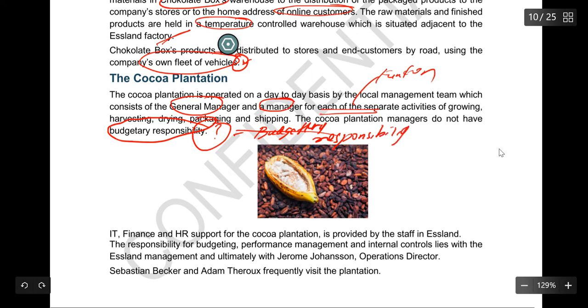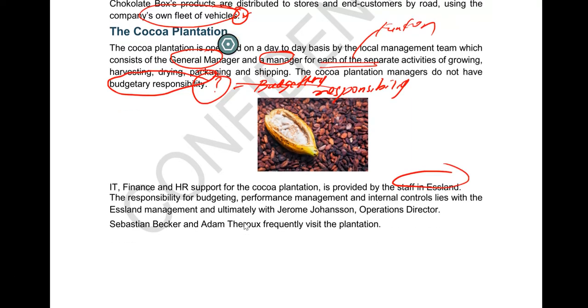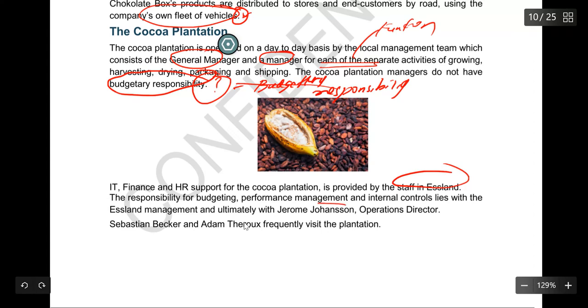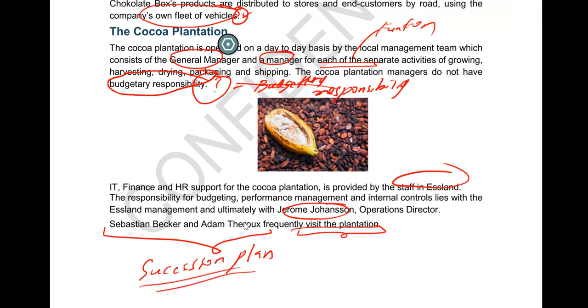IT, finance and HR support for the cocoa plantation is provided by staff in Iceland. The responsibility for budgeting, performance management and internal control lies with Iceland management and ultimately Jerome Johansson, the operations director. Sebastian Becker and Adam Thorex frequently visit the plantation. So at the moment, two people are visiting the plantation, but there is an issue here of succession planning. There is something called a succession plan, students. These people are dominating this company, but suppose something happened to these people, say a sudden death, who is going to manage? There's a question mark.